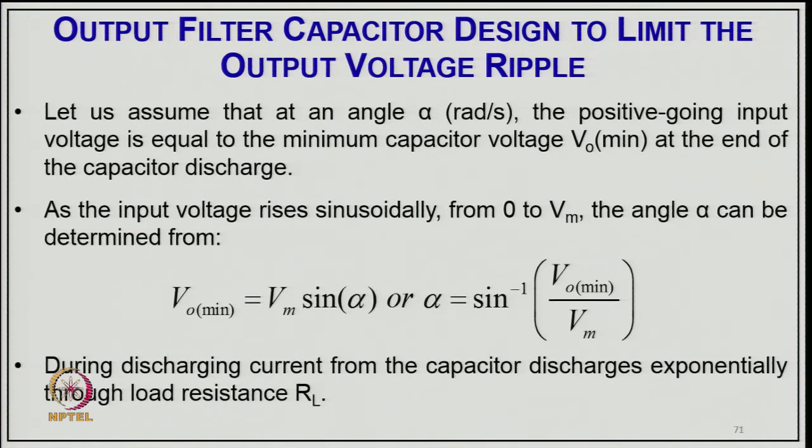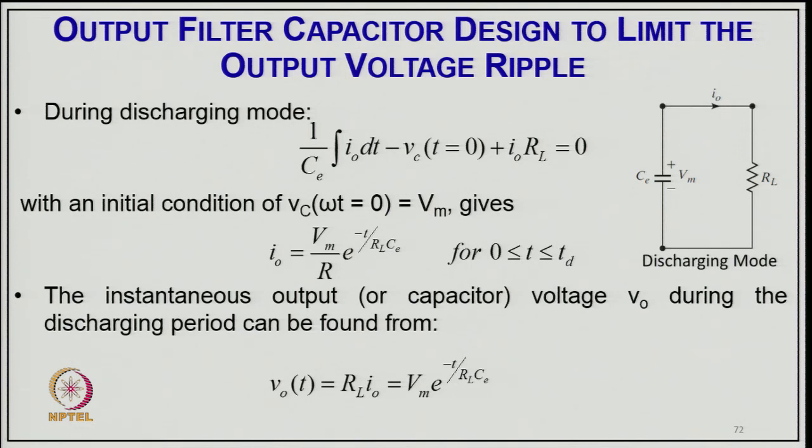So, let us assume that at an angle alpha, the positive-going input voltage is equal to the minimum capacitor voltage at the end of the capacitor discharge, and as the input rises sinusoidally from 0 to Vm, the angle can be found: VO min equal to Vm sin alpha, or alpha equal to sin inverse of VO min divided by Vm. During discharge, the capacitor discharges exponentially through the load resistance.